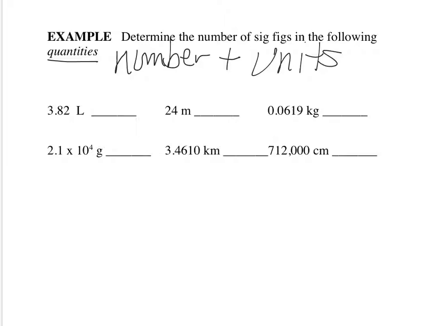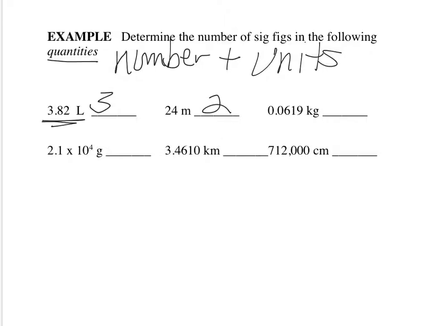All right, that first one, it says 3.82 liters. So in that case, should be pretty straightforward. There are no zeros. Yeah, we got a decimal point in there, but who cares? There are no zeros. Every single digit is significant. So we have 3 sig figs. Moving across to the right, 24 meters. Looks like 2 sig figs.